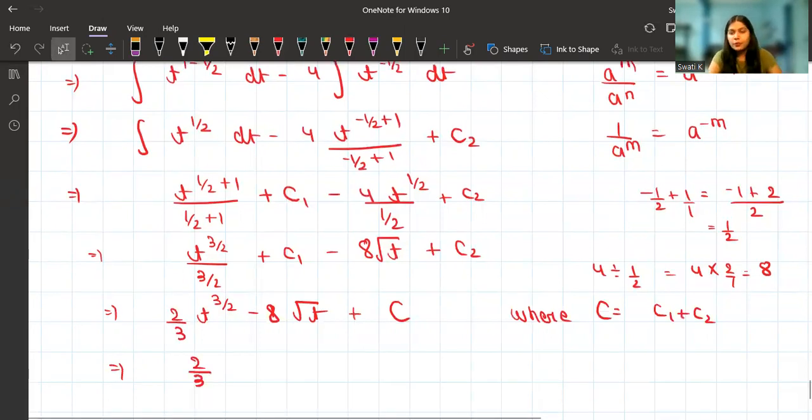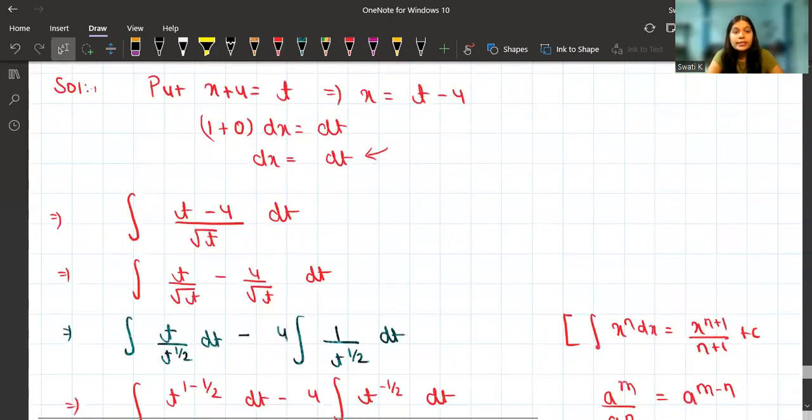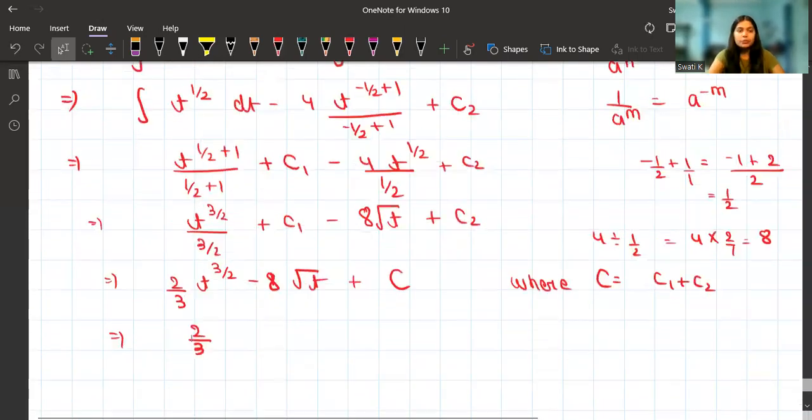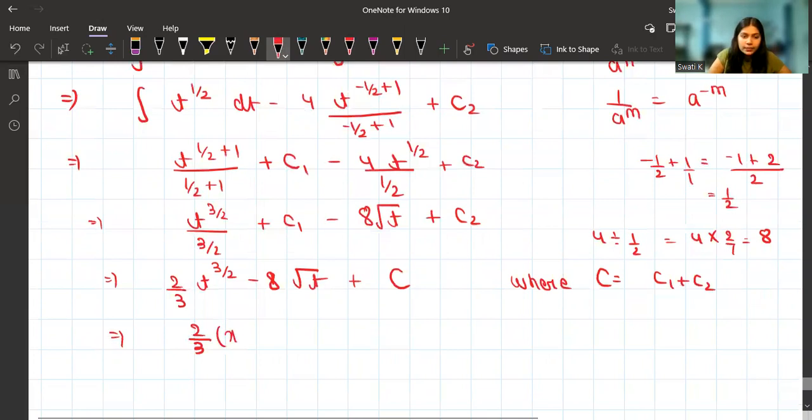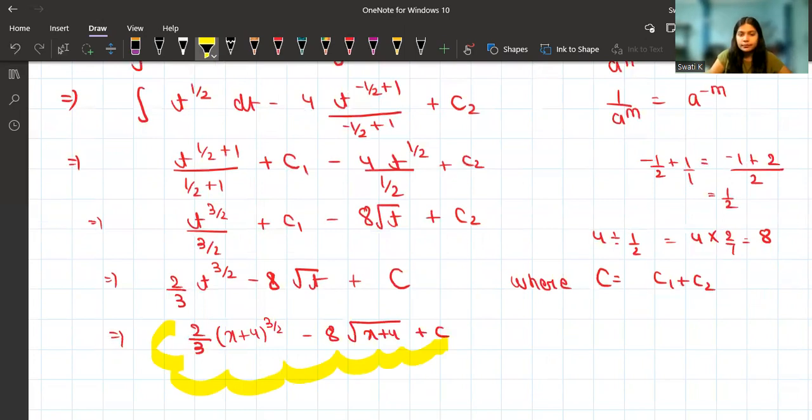That is it. So what was the value of t that we had taken? We had taken the value of t to be x plus 4, right? So we just need to put here x plus 4 and then raised to 3 upon 2 minus 8 root over x plus 4 and then plus c. This is the answer. All right. So we are done with the 11th question.